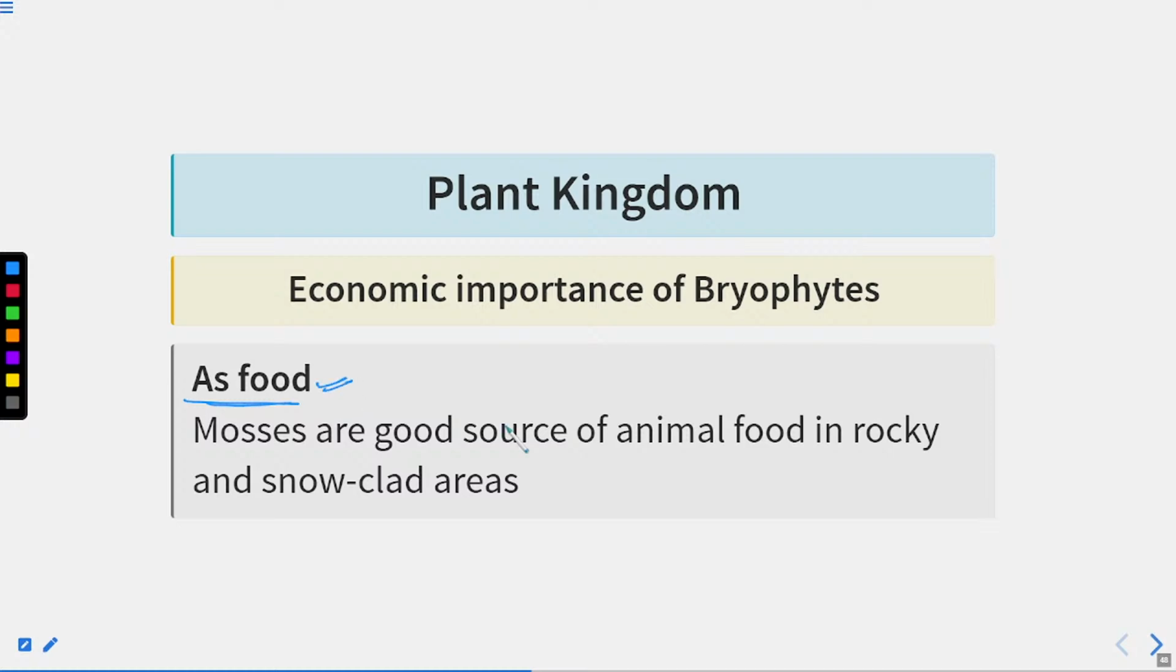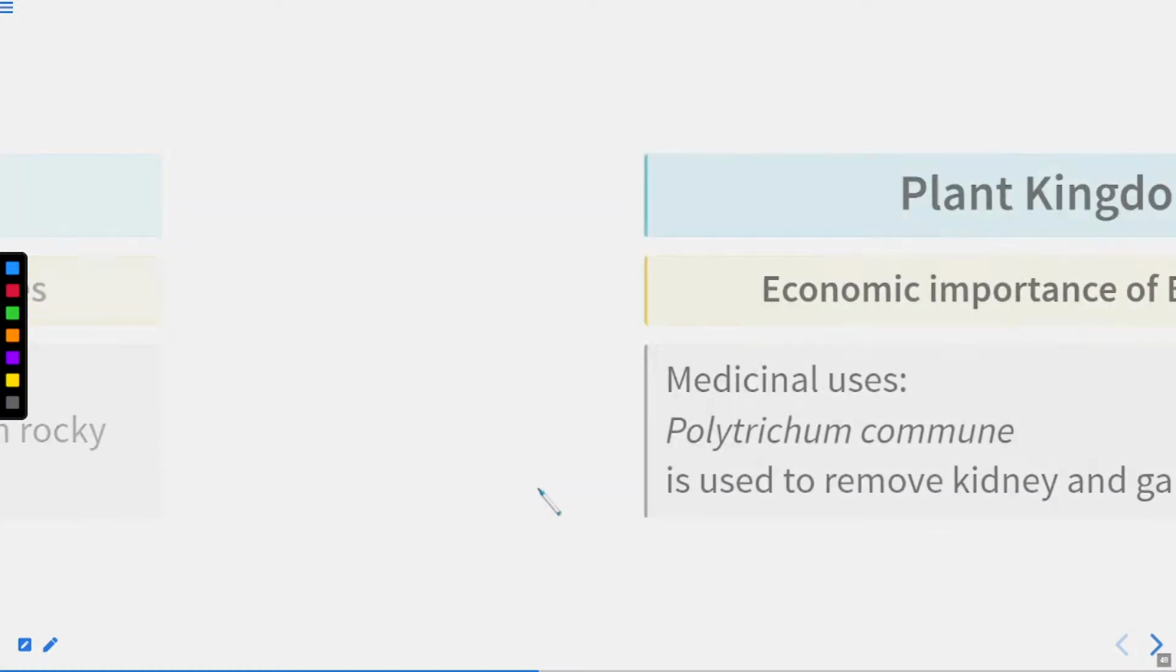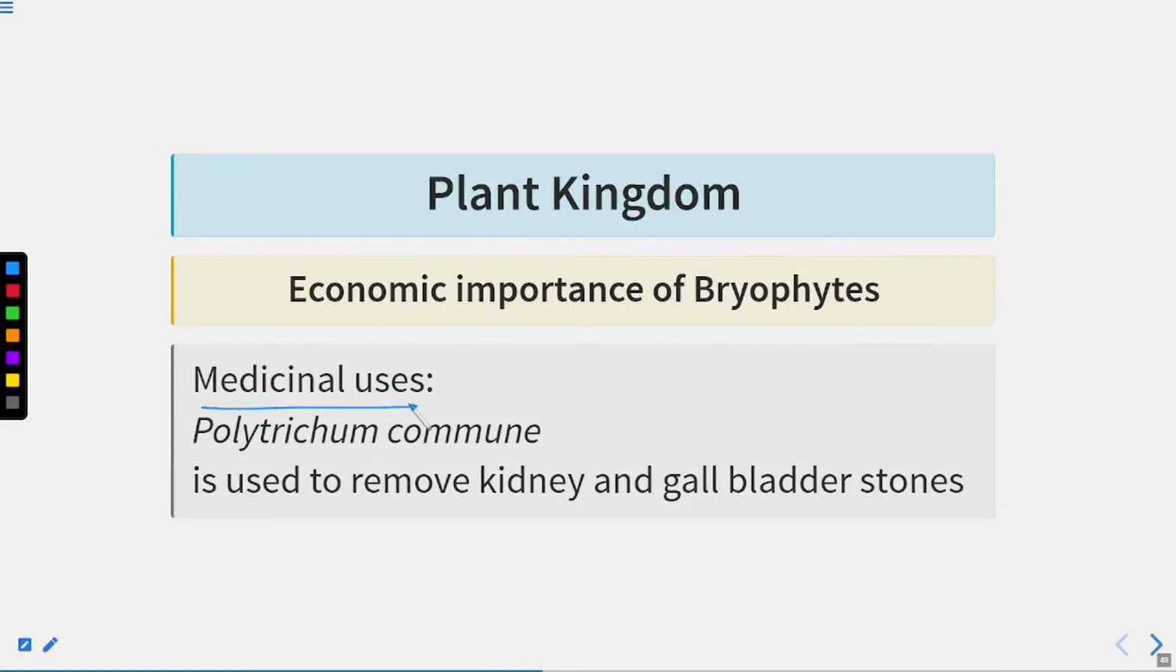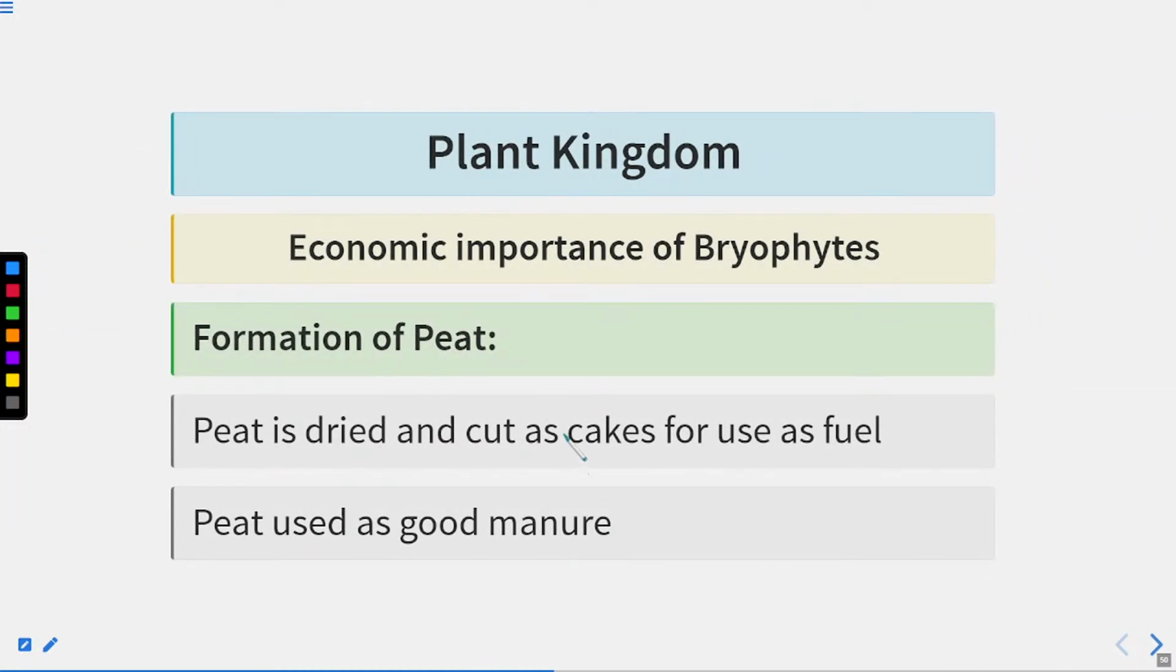Bryophytes are also used as food. Mosses are a good source of animal food in rocky and snow-clad areas. Medicinal use: Polytrichum commune is used to remove kidney and gallbladder stones. So they are used as a medicine also for the removal of kidney stones.